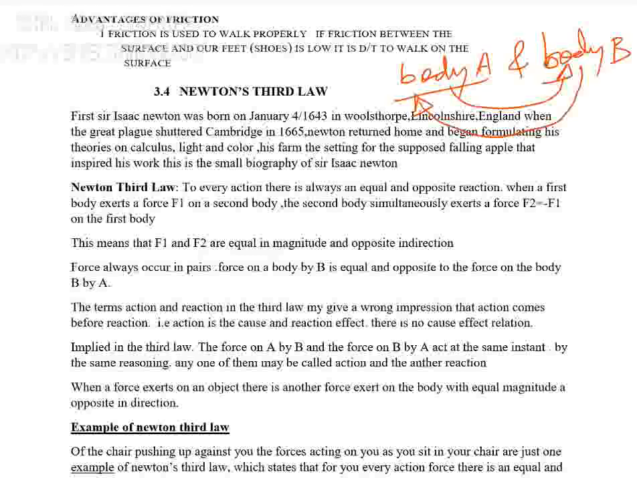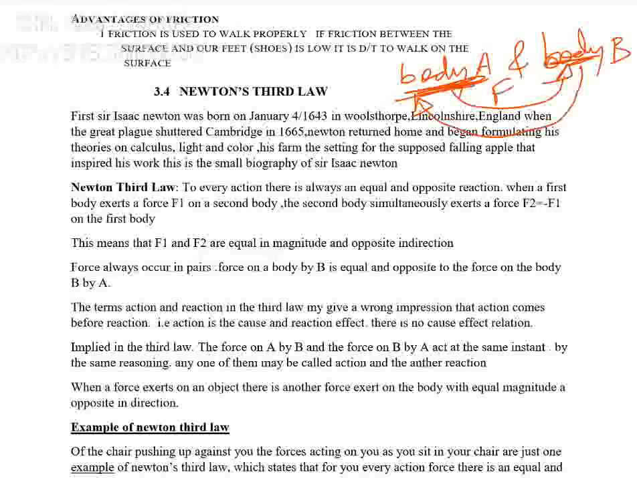Because of this, it states that if body A exerts a force on body B, B will exert an equal amount of force on body A in opposite direction. And this is Newton's third law. It's action and reaction force. The action force is the force exerted by body A, and the reaction force is the force exerted by body B. And the forces are equivalent, and they are acting in opposite direction.